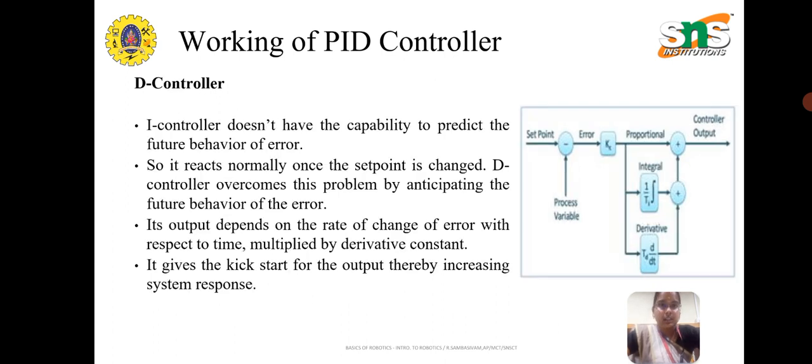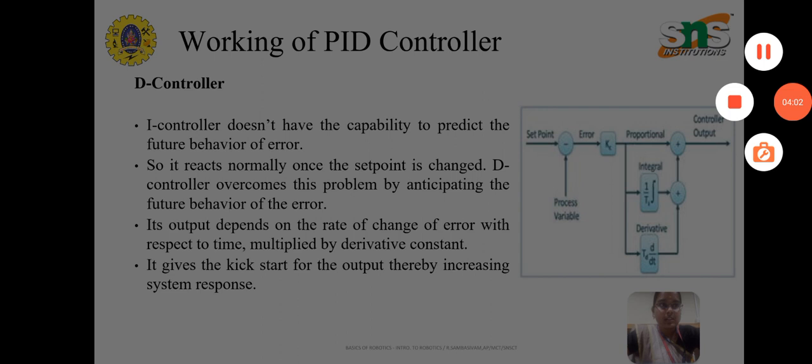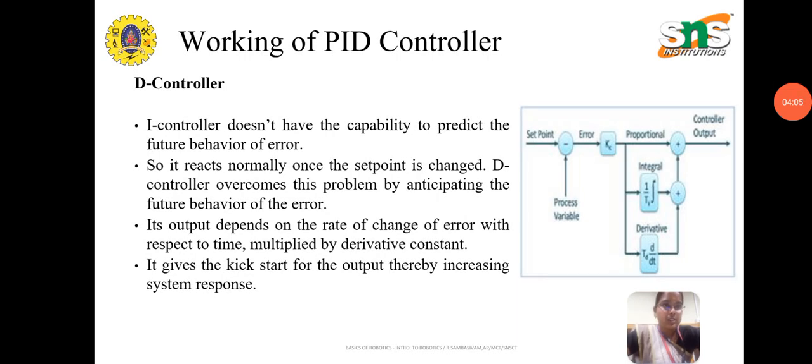Next is the D controller. Here we can see that we have set point and process variable which are compared in the error detector, and this error signal is given to the proportional controller, where simultaneously the next step is the integral part and the next step is the derivative part. The I controller doesn't have the capability to predict the future behavior of the error, so it reacts only once the set point is changed. The D controller overcomes this problem by anticipating the future behavior of the error. Its output depends upon the rate of change of error with respect to time, multiplied by the derivative constant. It gives a kickstart for the output, thereby increasing the system response.